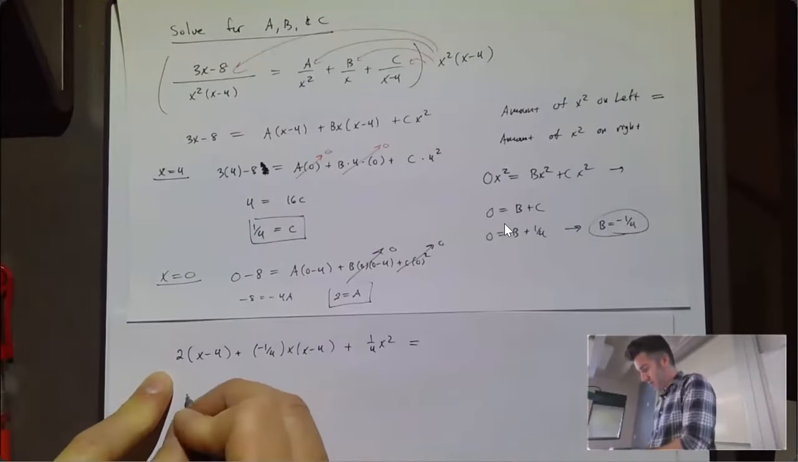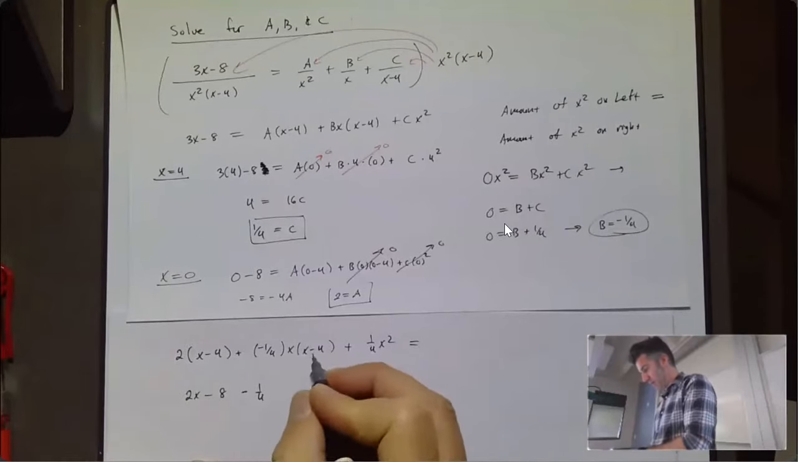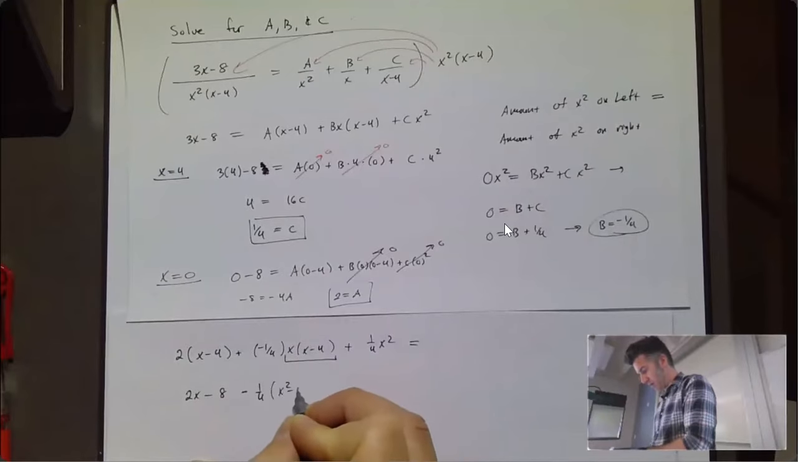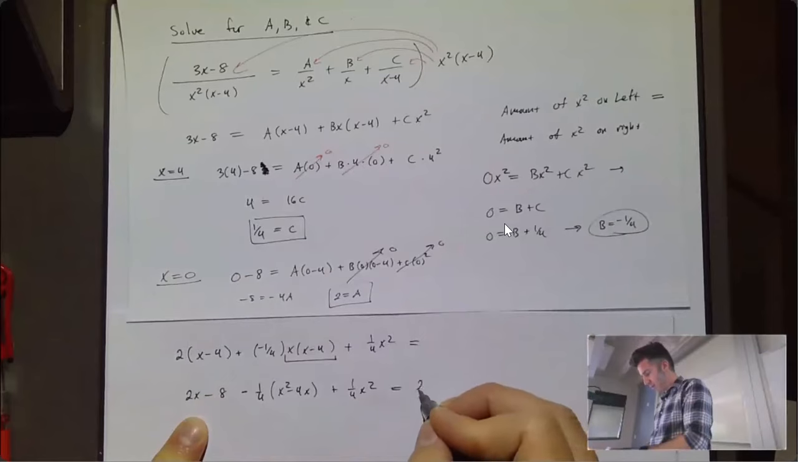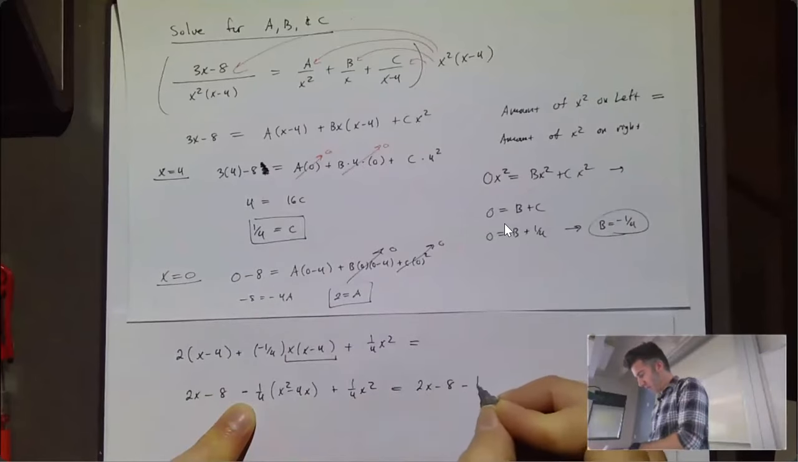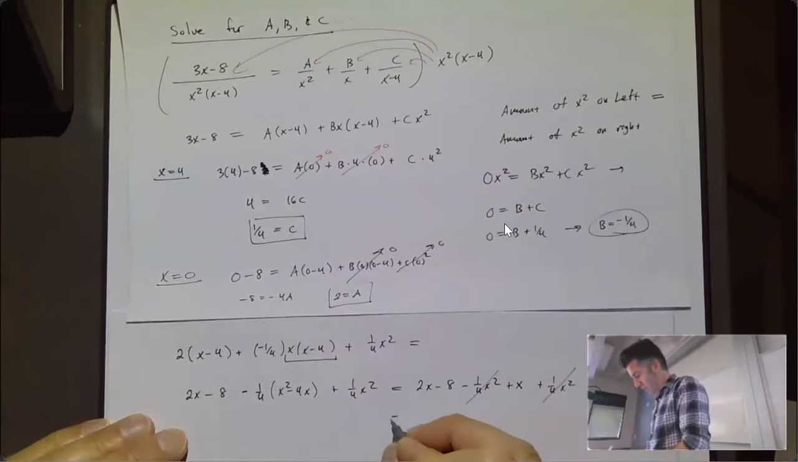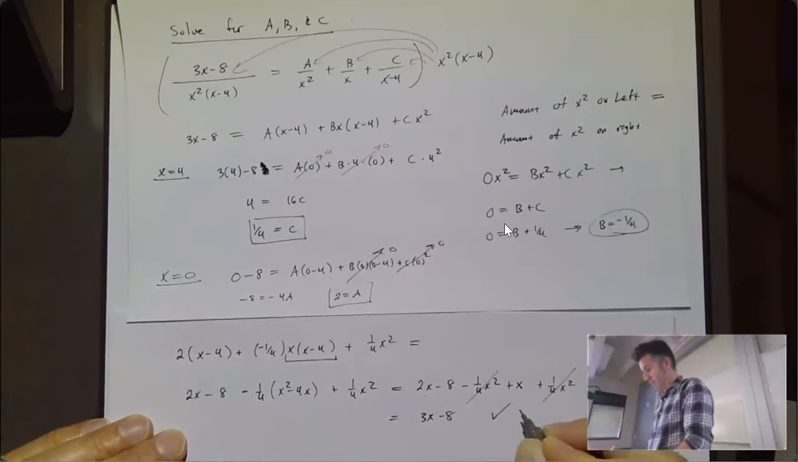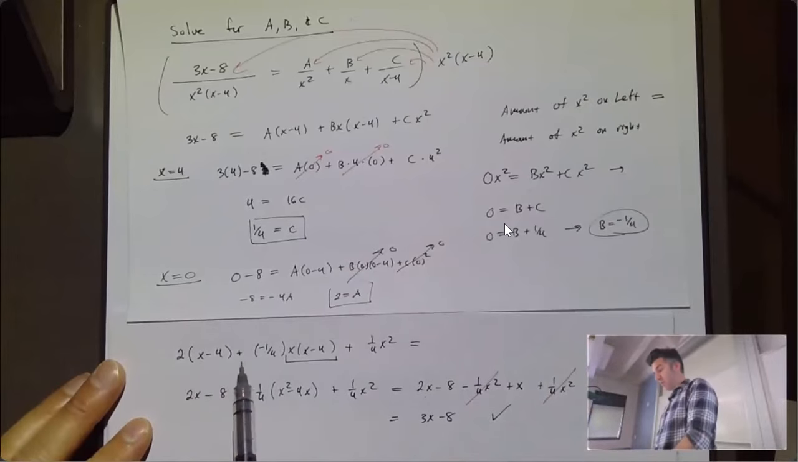So let's see, I've got 2x minus 8, and then I have a minus 1/4 times, I'm going to multiply this together first, x squared minus 4x, plus a 1/4 x squared. So then I have 2x minus 8 minus 1/4 x squared. Minus 1/4 times minus 4x is a plus x, and then a plus 1/4 x squared. The negative 1/4 x squared cancels with the positive 1/4 x squared, and I'm left with 2x plus x minus 8. Exactly what it was supposed to be, right? So it really is true that 2 times x minus 4 plus negative 1/4 times x times x minus 4 plus 1/4 times x squared is equal to 3x minus 8.